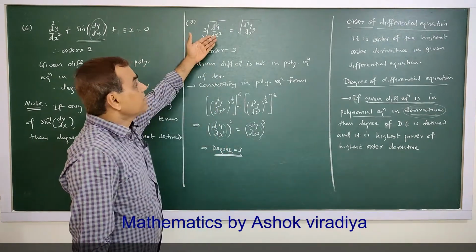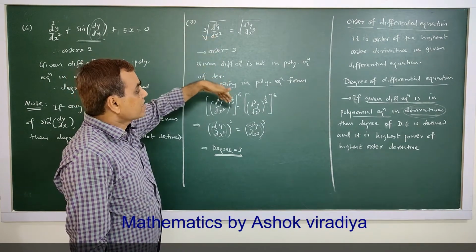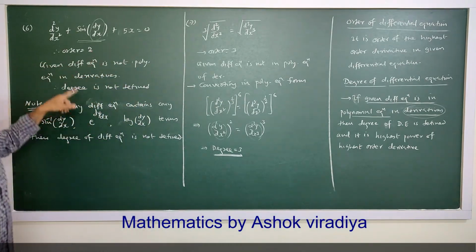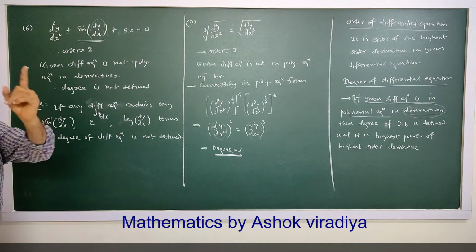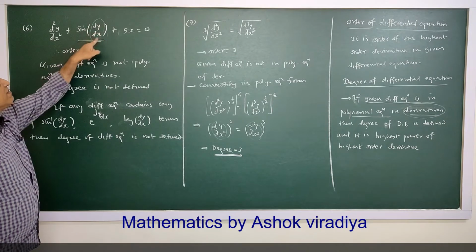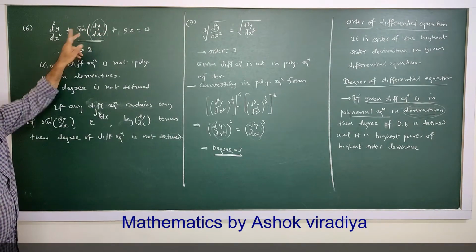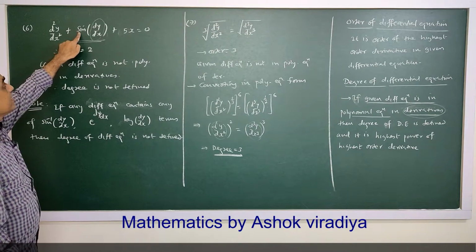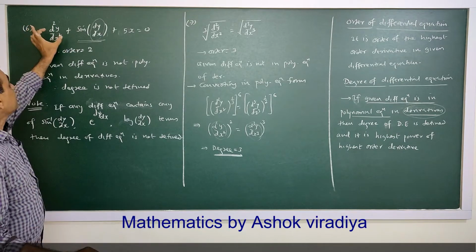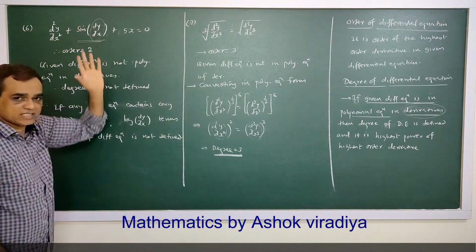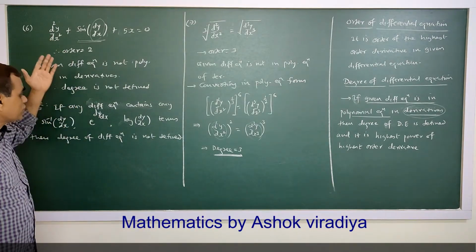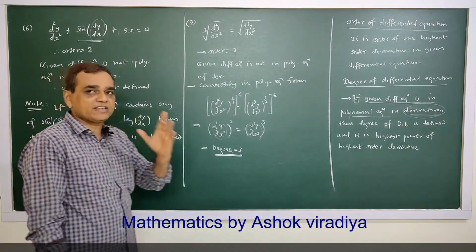So sometimes if an equation is not in polynomial form, we can convert it into polynomial form, but not every time. Here such equations cannot be converted into polynomial form, because if you try to free this dy by dx from the sine, means if you try to remove the sine, then sine inverse will sit over d square y by dx square plus 5x. So in such equations, degree is not defined.